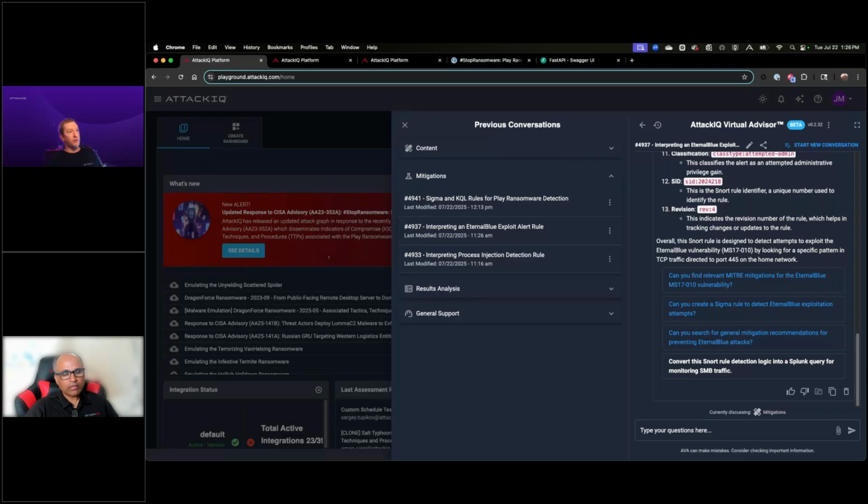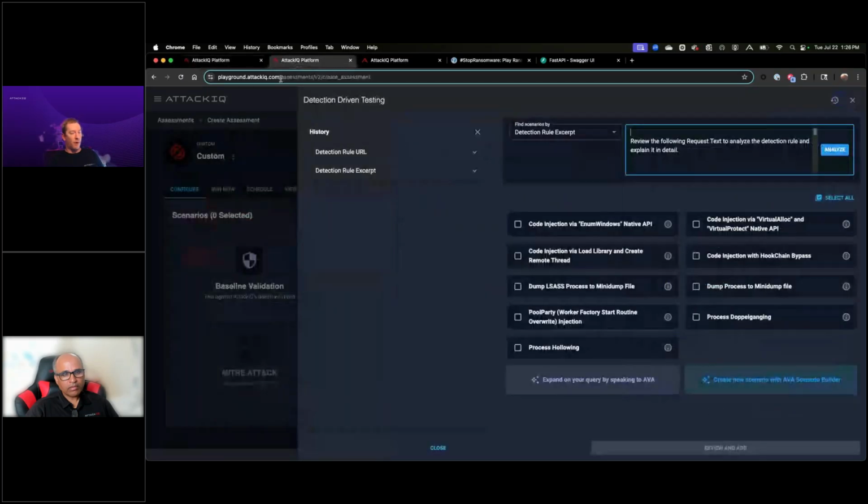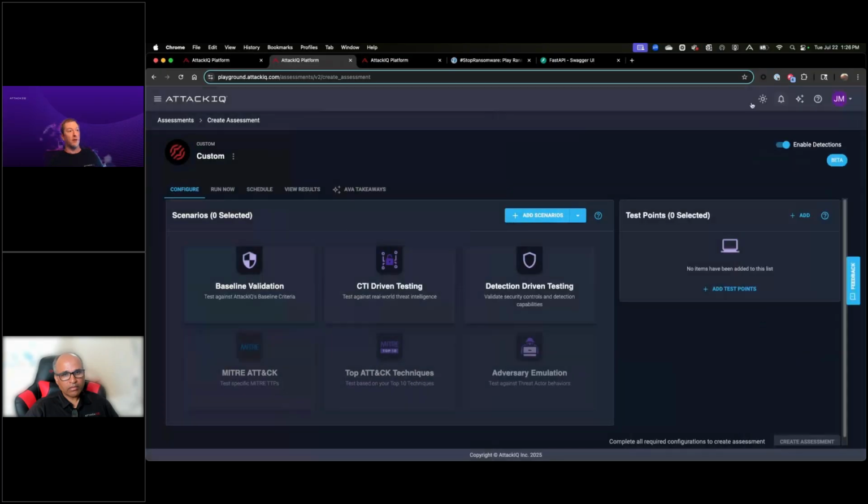Now that I know what this rule is supposed to detect, how do I confirm that it actually works? Here, I'm going to get into the concept of where I'm trying to create an assessment based off of the rule that I have. Here, I would be trying to create an assessment. And this is where a lot of teams are going to give up, in the validation of the detections.